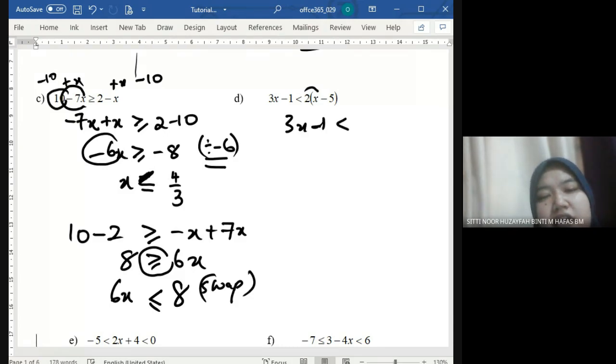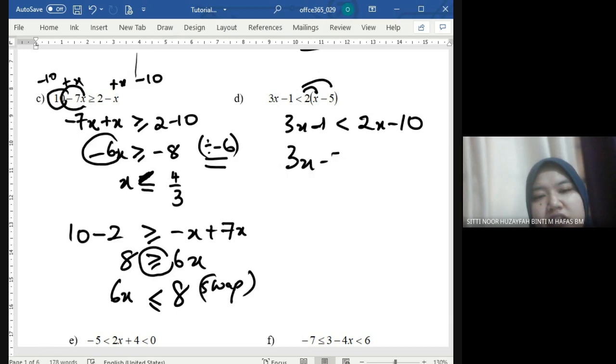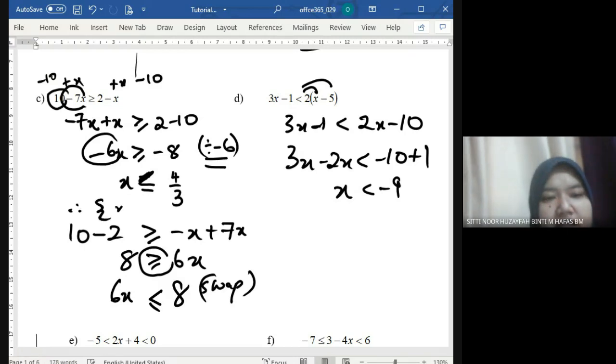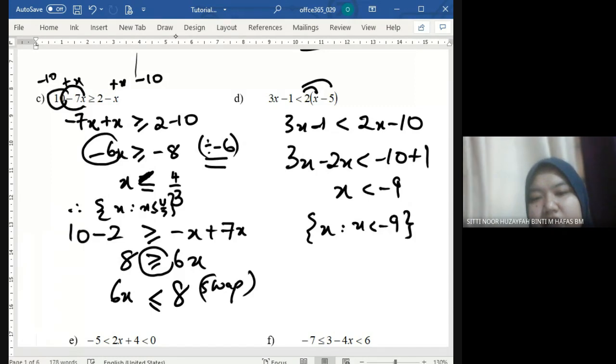Okay. So, untuk soalan D, ada yang tanya juga 3x tolak 1, belah kanan ni nak buat macam mana? Kita expand macam biasa, dapatkan dalam bentuk yang cantik. So kita akan dapat 2x tolak 10. So nak hilangkan 2x sebab tak nak x belah kanan, kita nak belah kiri. Kita buat 3x tolak 2. Belah kanan akan jadi negatif 10 tambah 1. So x less than negative 9. Don't forget to write down your solution set. So x such that x is less than or equal to 4 over 3. Yang ni a set of x such that x is less than negative 9.